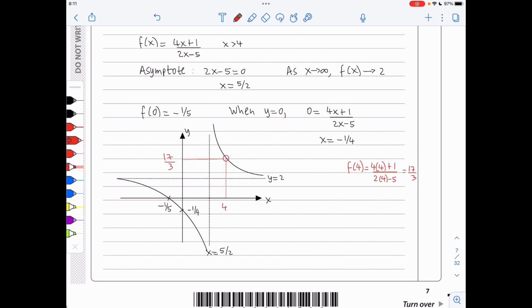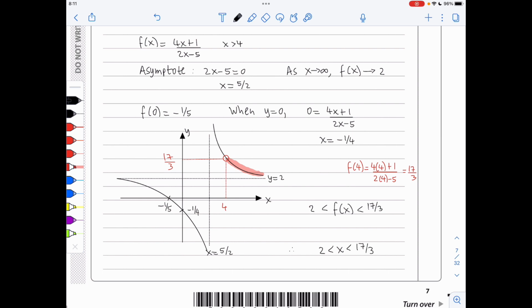So the restriction that x is greater than 4 means that my function is only this part here, and therefore the range is between 2 and 17/3, both inequalities being strict. So f of x is between 17/3 and 2, and therefore I conclude that the domain of f inverse will be between 2 and 17/3.